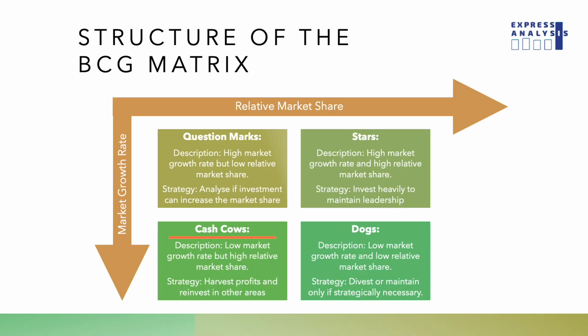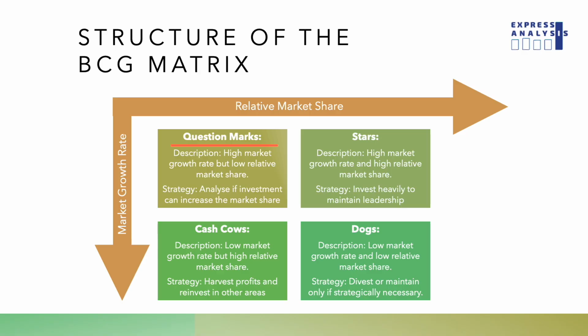Cash cows. Description: low market growth rate but high relative market share. Strategy: harvest profits and reinvest in other areas of the business. Example: Coca-Cola's classic beverage line is a cash cow, generating steady revenue in a mature market.